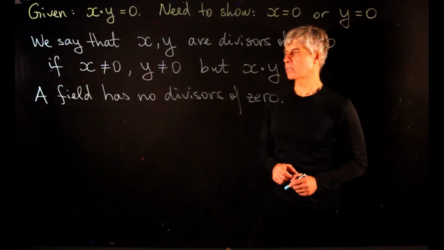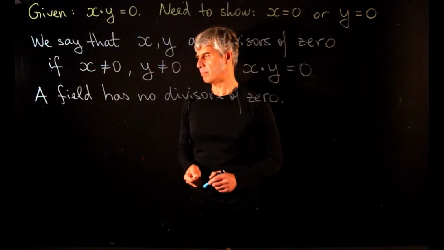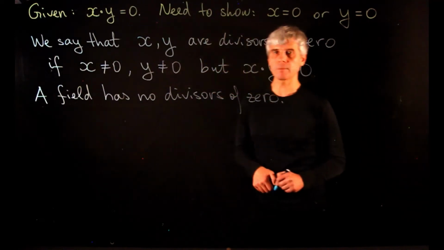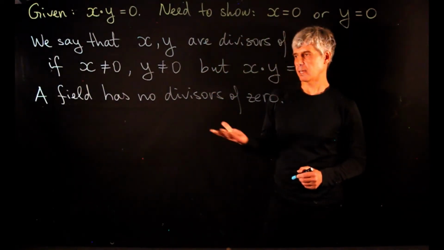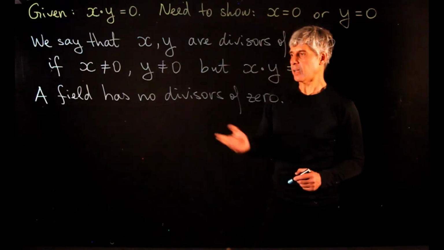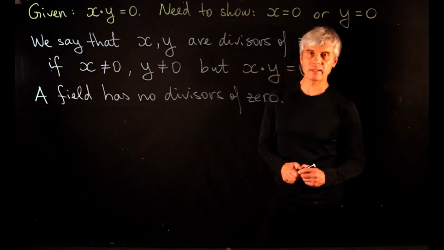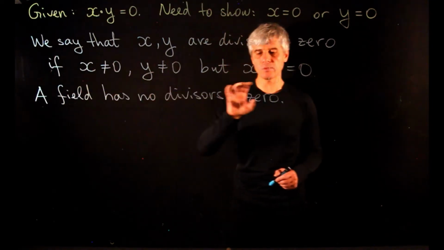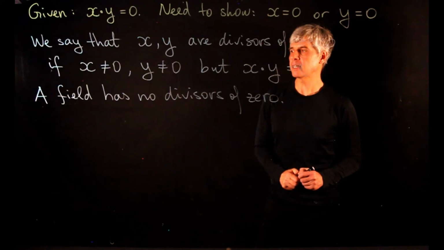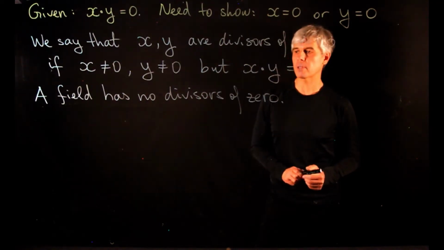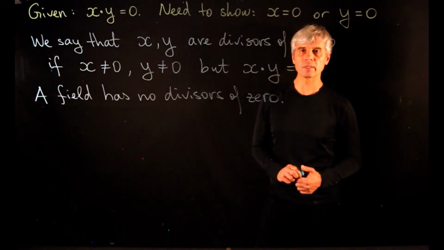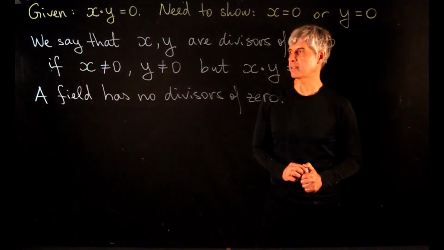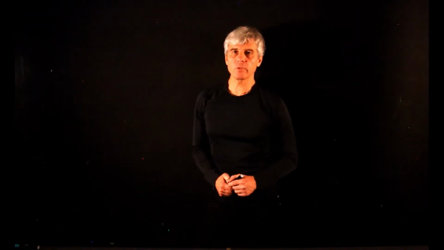So in this course, we will encounter some basic simple facts that are important to memorize. And I call such simple facts mantras. And so this is our first mantra, that a field has no divisors of 0. So that's a very simple fact, but it's good to remember it because it's useful when we prove more complicated things.